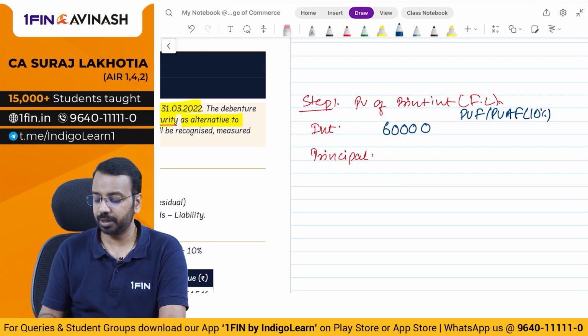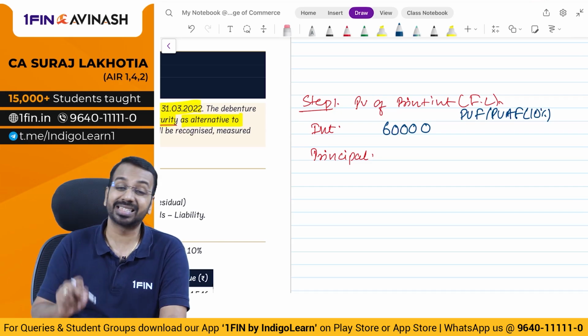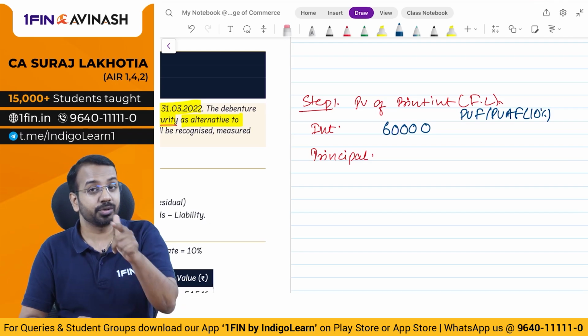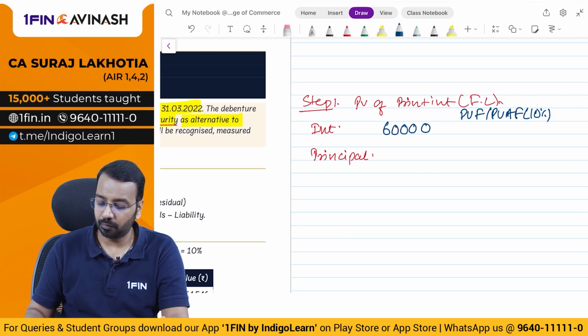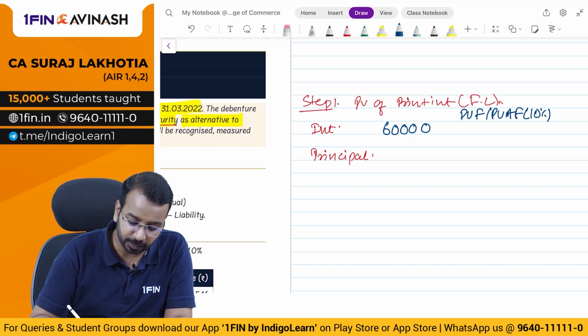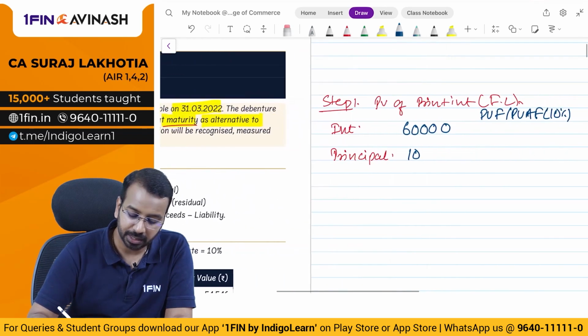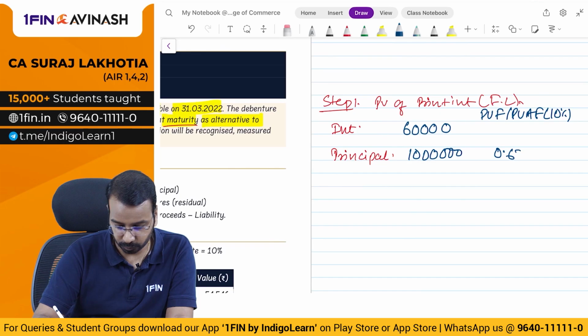Now, 60,000 is received for how many years? 5 years. Take your calculators, 1 divided by 1.1. We will always discount using the market rate, effective rate, required rate. We will not discount using the coupon rate. It is equal to 0.909, 1, 2, 3, 4, 5: 0.6209. So in the 5th year we will get principal of 10 lakhs, and the present value factor is 0.6209.